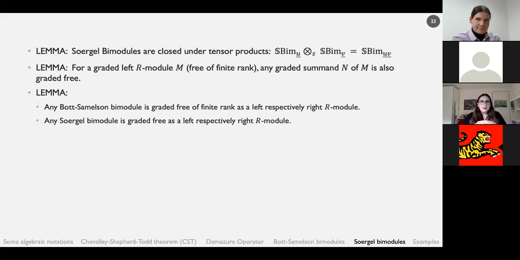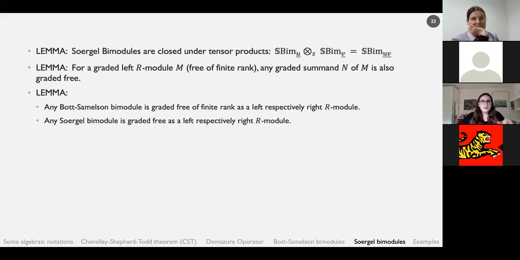First, Soergel bimodules are closed under tensor products, since S-BIM of U tensor S-BIM of V is the category of Soergel bimodules of UV, where UV is again the concatenation of U and V. And this makes sense since the same was already true for Bott-Samuelson bimodules, where we saw that BS of U times BS of V is equal to BS of UV.